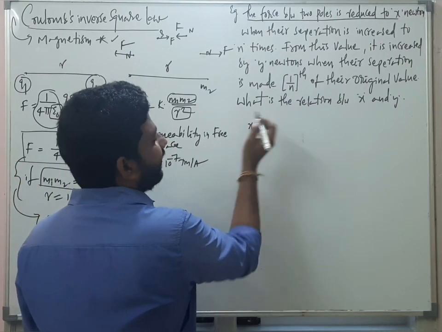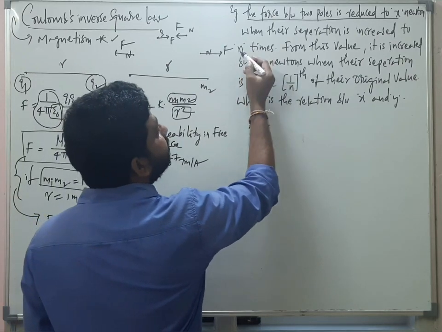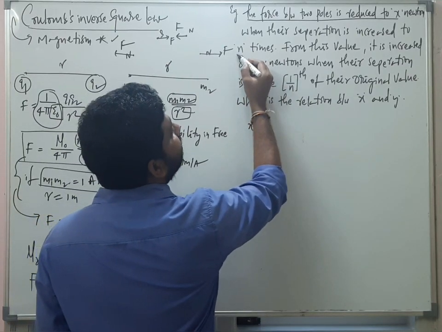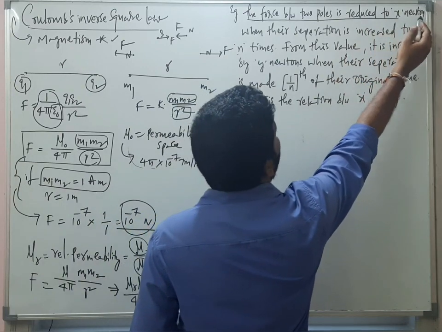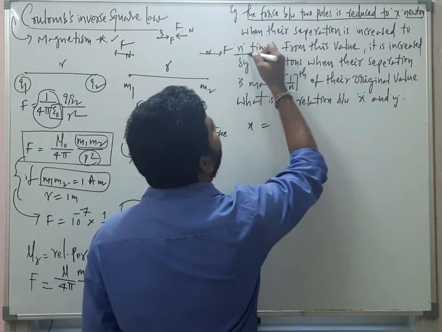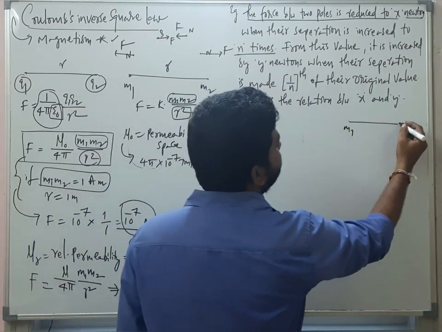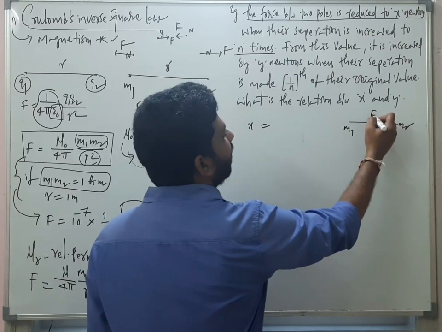So the final value is x. Reduced to x newtons. That's a force. How many times? Reduced to x newton when the separation is increased to n times. Initially, this is M1 and this is M2. So the force is F.